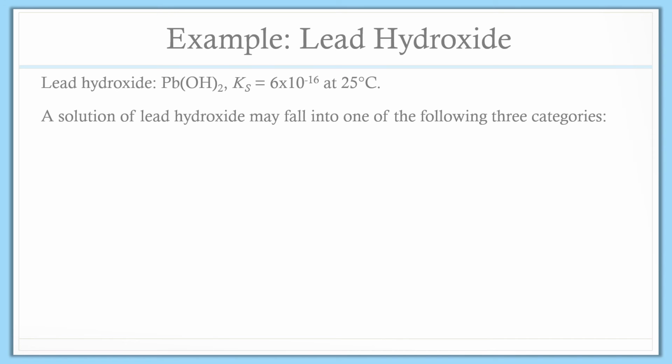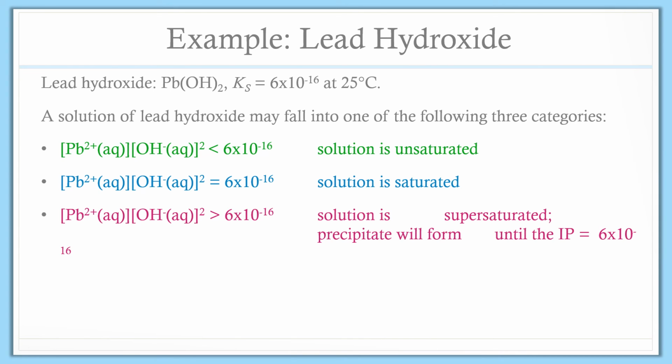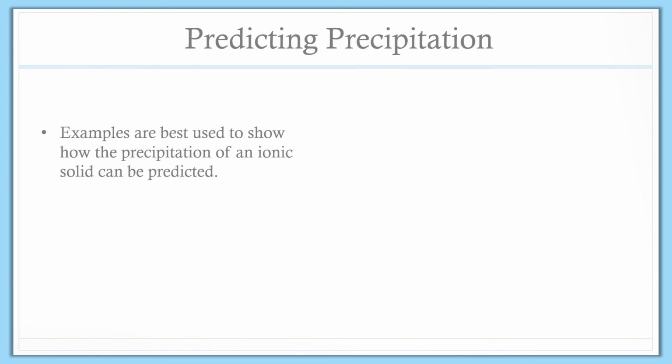So this lead hydroxide has got the Ks equal to 6 times 10 to the negative 16 at 25 degrees C. If the ionic product is less than that, the solution is not saturated at all, you could add more stuff if you need to, or it has not reached equilibrium yet. You can have this saturated solution where they're equal to each other, and this one where the ionic product is greater than the solubility product, and then it's going to precipitate out.